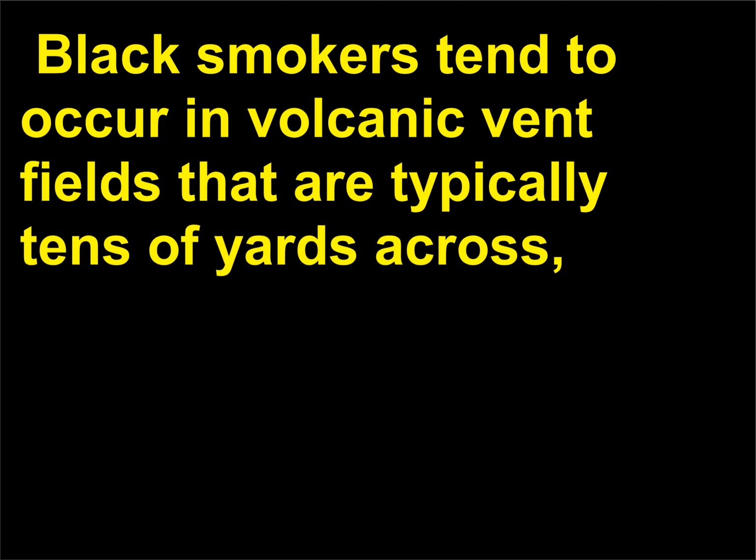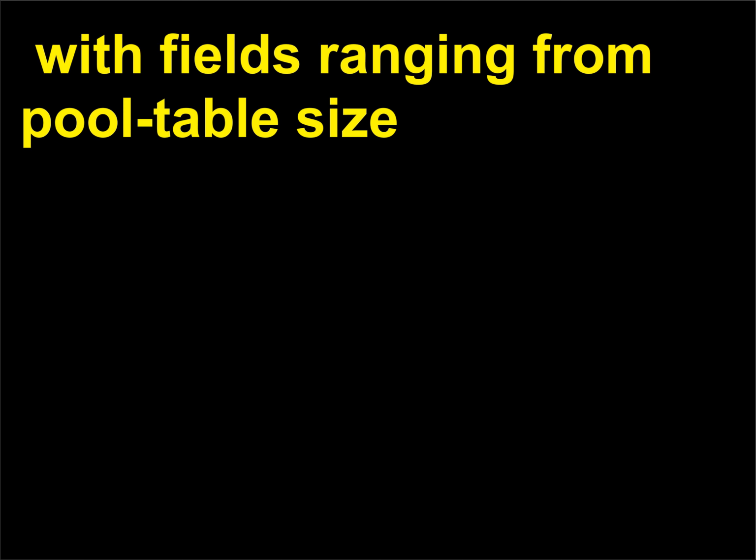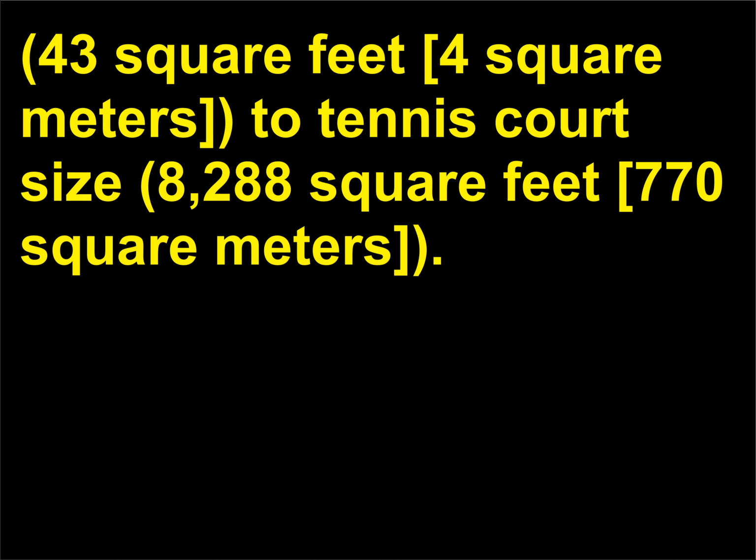Black smokers tend to occur in volcanic vent fields that are typically tens of yards across, with fields ranging from pool table size, 43 square feet, 4 square meters, to tennis court size, 8,288 square feet, 770 square meters.